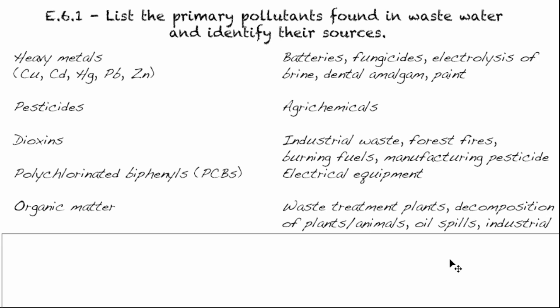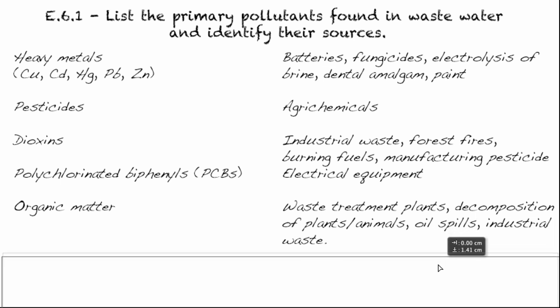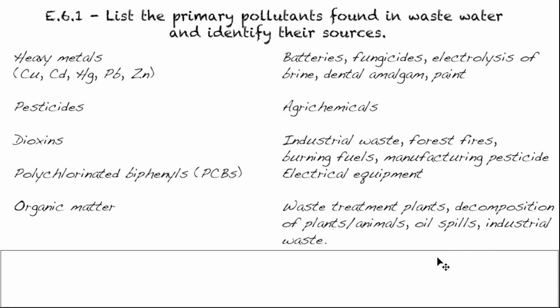Other organic matter that's just not good for the water system will come from waste treatment plants, which will be followed up in the next topic, decomposition of plants and animals, oil spills, and any industrial waste. Not all industrial waste, but a lot of industrial waste can include organic matter.